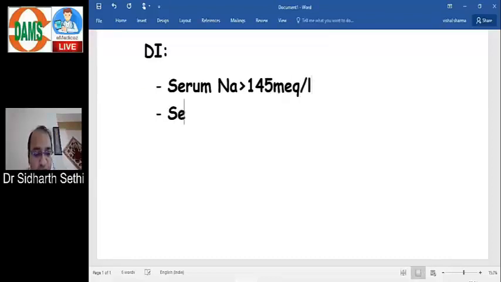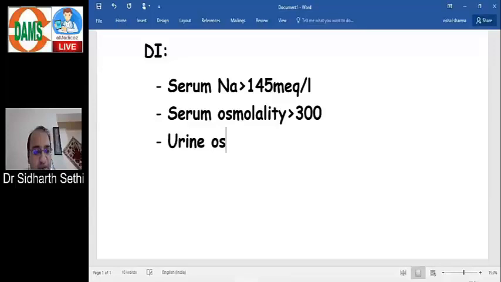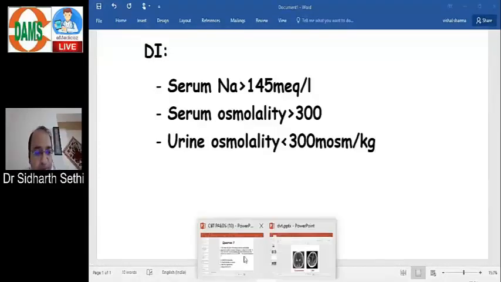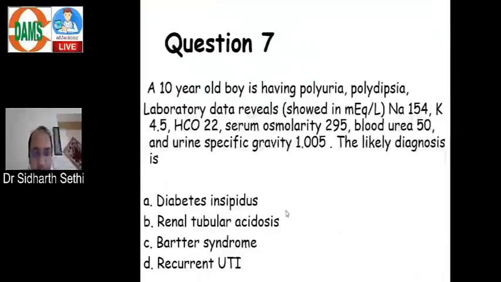Okay, so serum osmolality is more than 300, and urine is dilute. So urine is a lot of water, a lot of free water. So urine osmolality is less than 300 milliosmoles per kg. So coming back to your question, here is a child who has a very dilute urine.